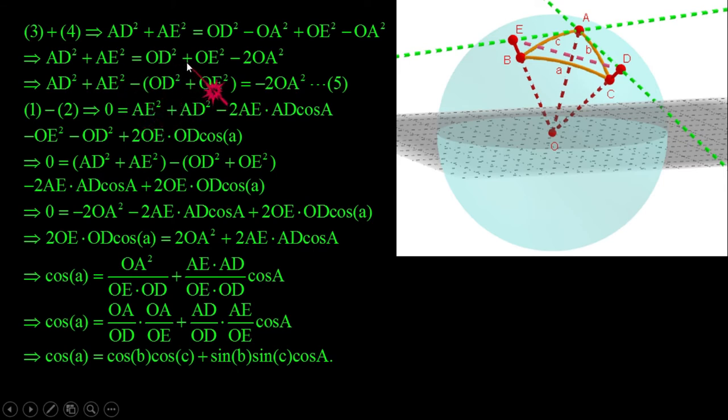Now changing the side of OD square plus OE square, we get this, and we can write it as equation number 5.